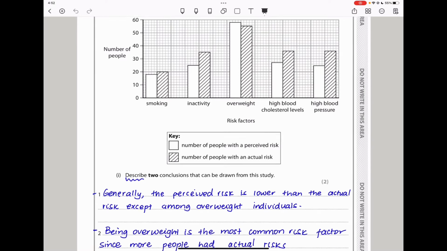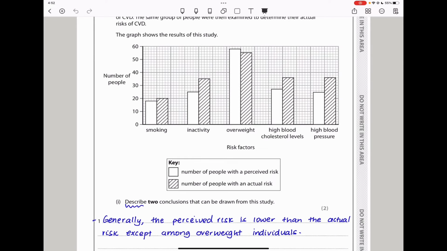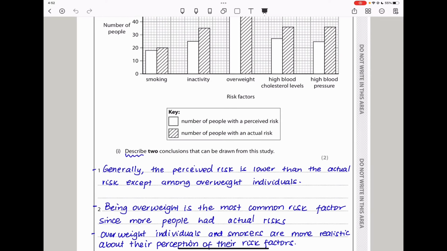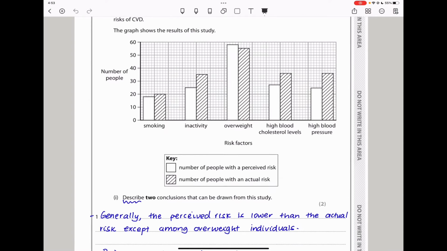And at the next point I said, being overweight is the most common risk factor since more people have the actual risk. You can see the vertical value, more people had that in comparison to the other groups. And lastly, I said, overweight individuals and smokers are more realistic about their perception of their risk factors.